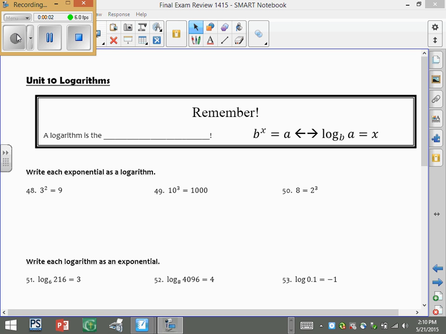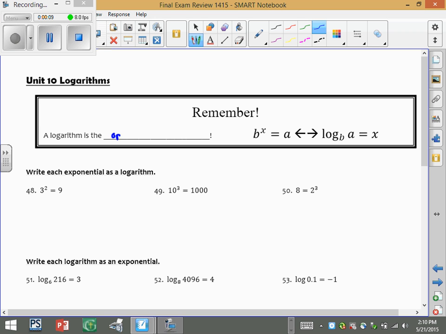So we'll go through a quick review of unit 10. So a logarithm, remember, is just the opposite of an exponential. So in other words, to solve an exponential, a lot of times you use logarithms.